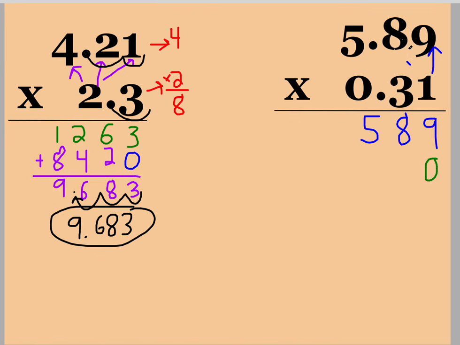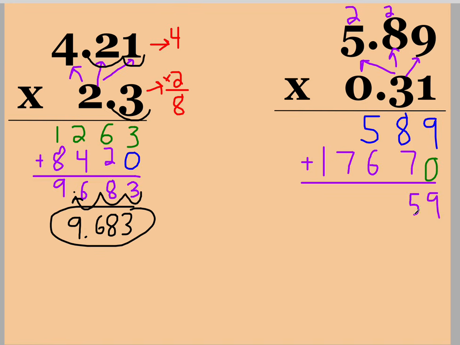I'm going to erase these lines so that we can follow along with the video better. And now let's do our 3. 3 times 9 is 27. Carry the 2. 3 times 8 is 24. Plus 2 is 26. 3 times 5 is 15. Plus 2 is 17. So if I add these products, I got 9. 8 and 7 is 15. 1 and 5 and 6 is 12. 1 and 7 is 8. And then 1 and nothing is 1.